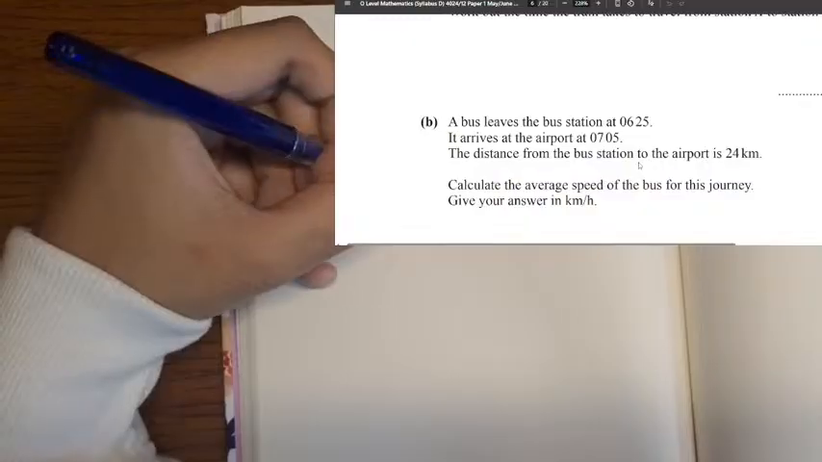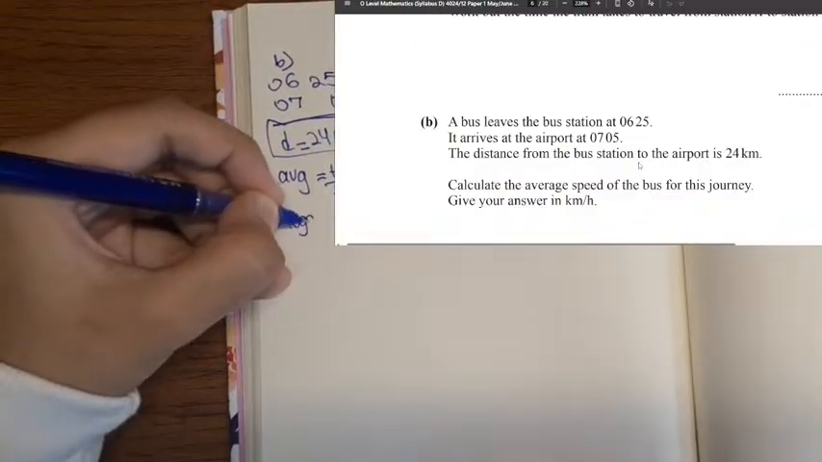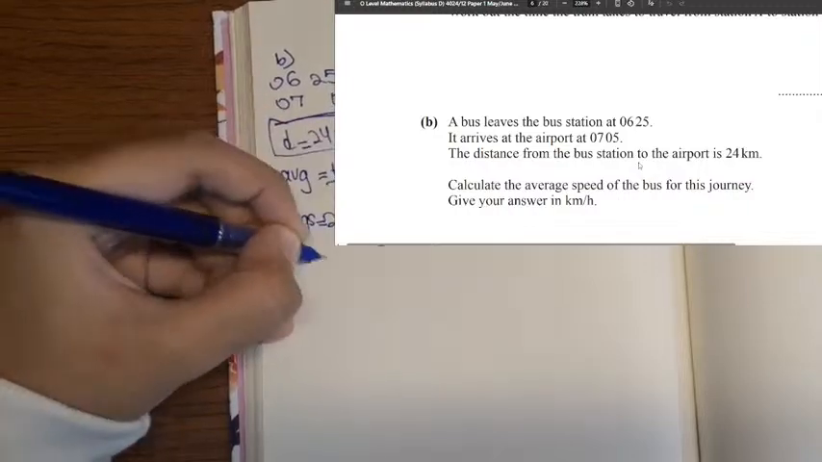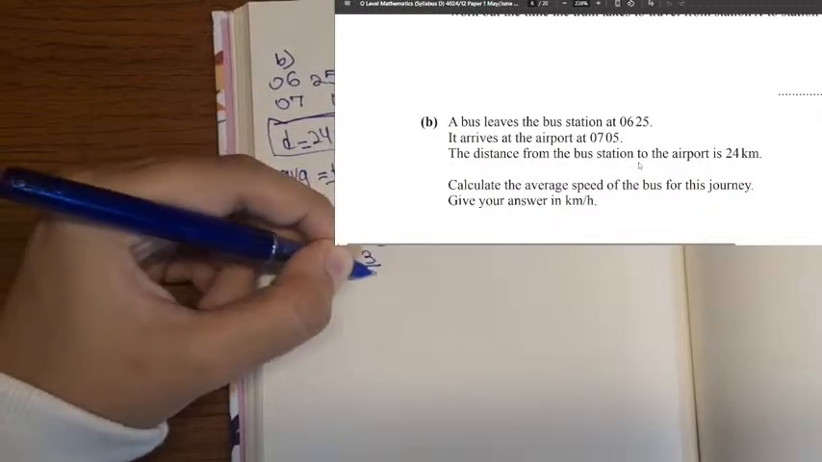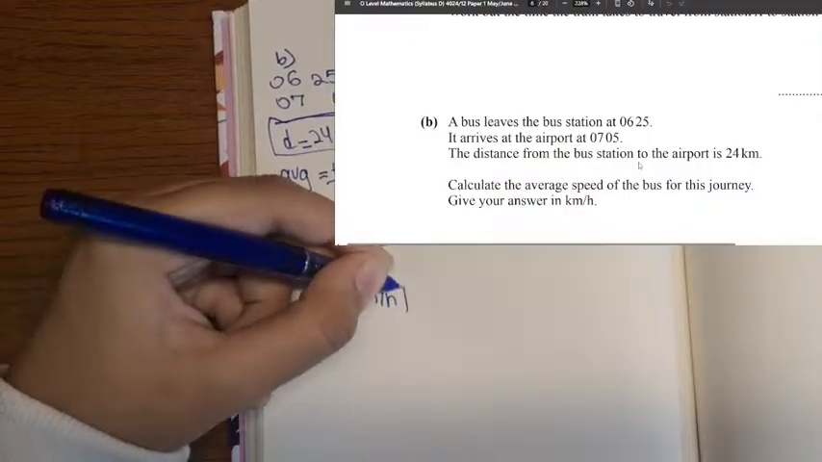So that's our time. This is the distance. Let's just divide the distance by the time. So average speed is equal to 24 divided by 2 upon 3. This becomes 24 multiplied by 3 upon 2. So this becomes 36. 36 kilometers per hour is our speed.